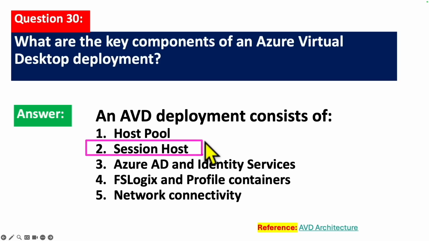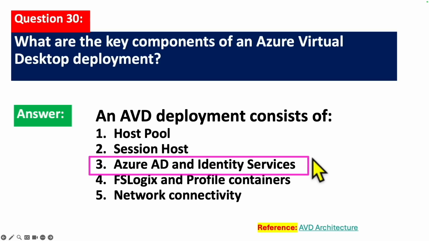Next is session host. These are the virtual machines within the host pool that users connect to in order to access their desktops and applications. Next, what about Azure AD Identity Services? This provides essential authentication and access control, integrating with your on-prem services or your Azure AD for secure login.